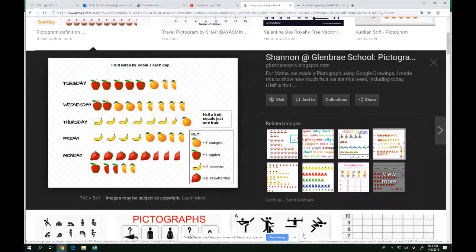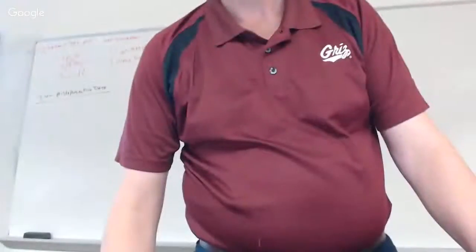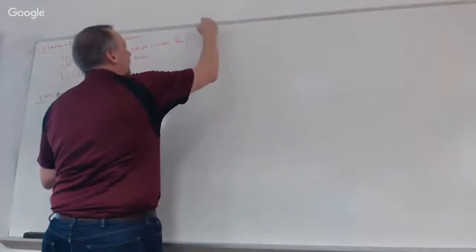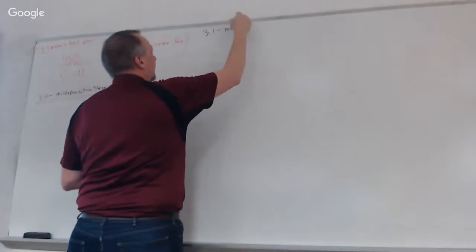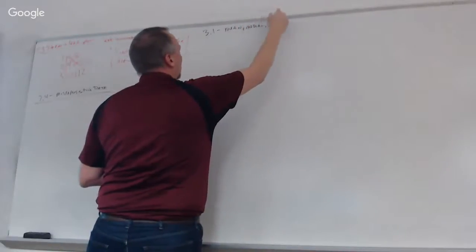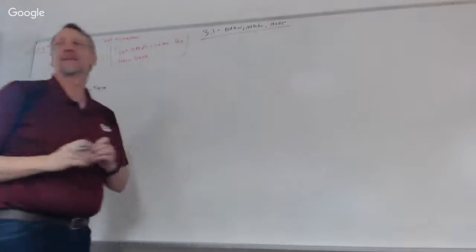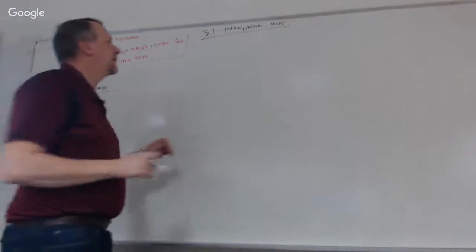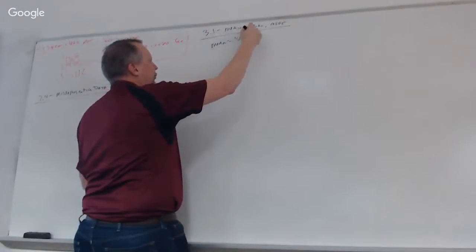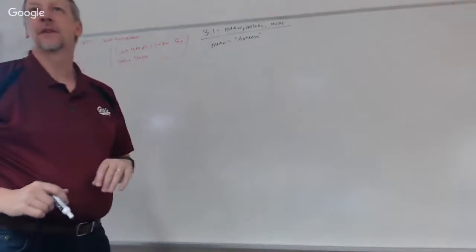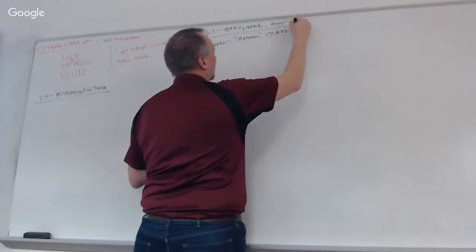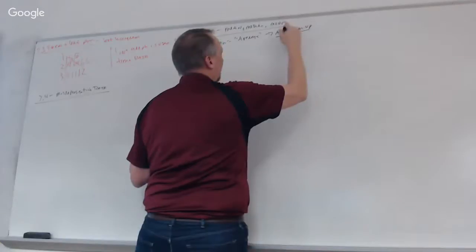All right, we're going to talk about the mean, the median, and the mode. Okay? All right, so the mean is what you have typically thought of as average. Okay? Basically, you add them up, and divide by the total number.